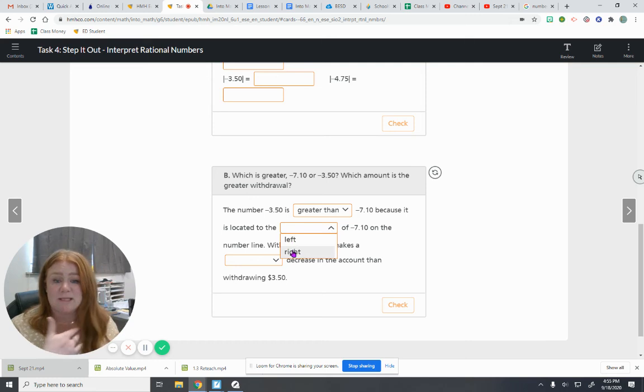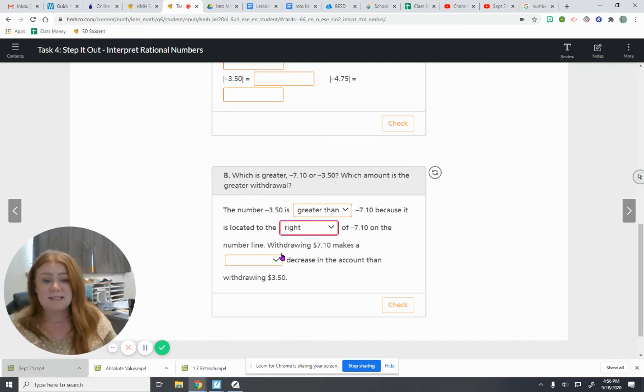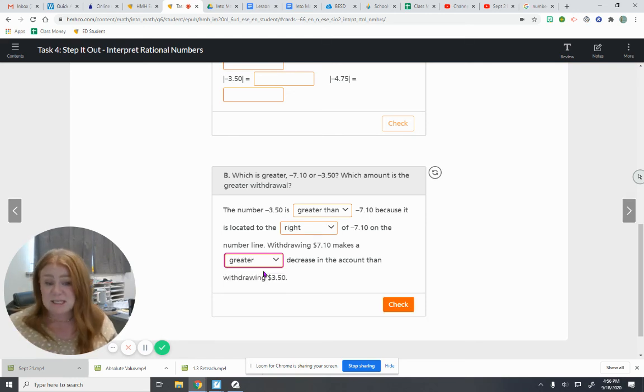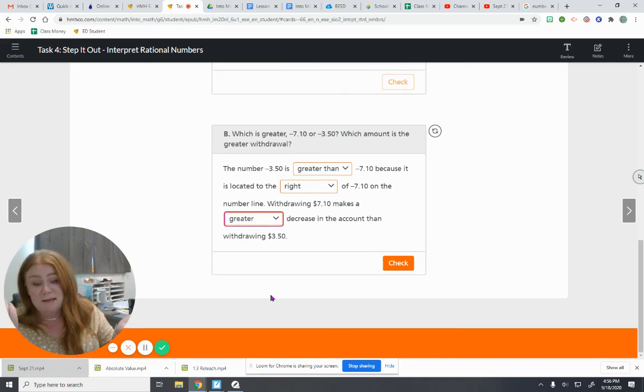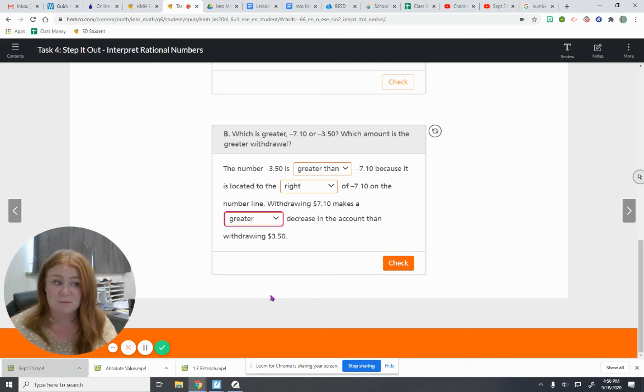Remember, right is always bigger on the number line. When she withdraws $7.10, it makes a bigger decrease in her checking account. So the more money you take out, the less money you have in your checking account. So 350 is greater, but the 710 actually made a bigger dent in her checking account.